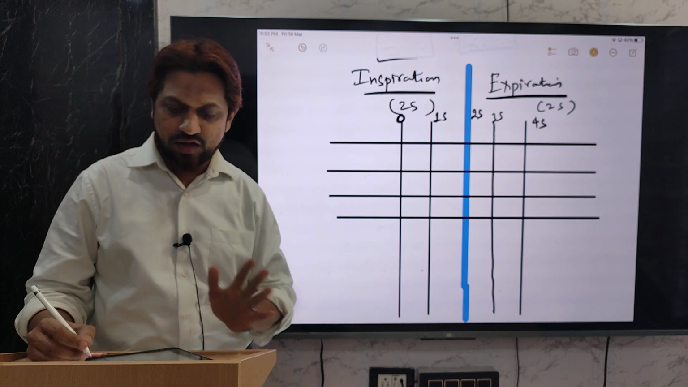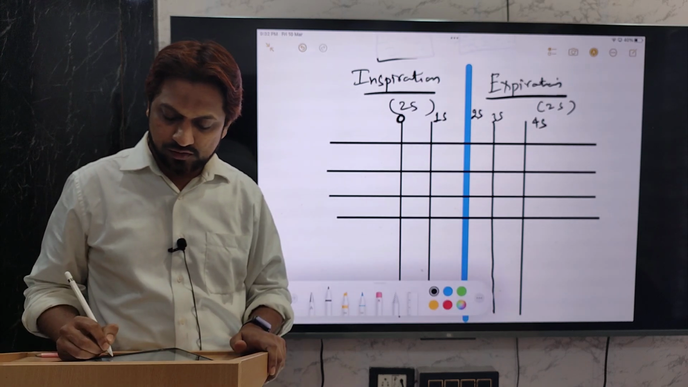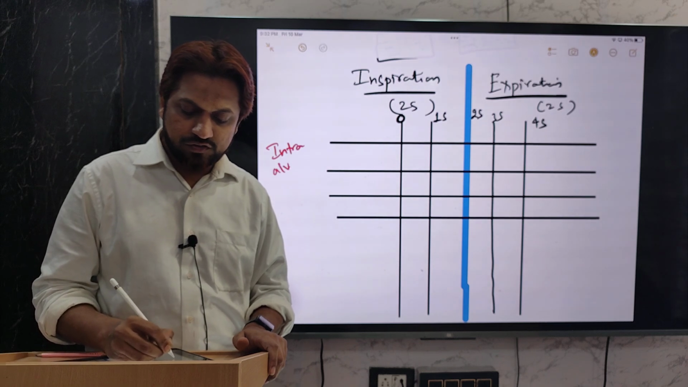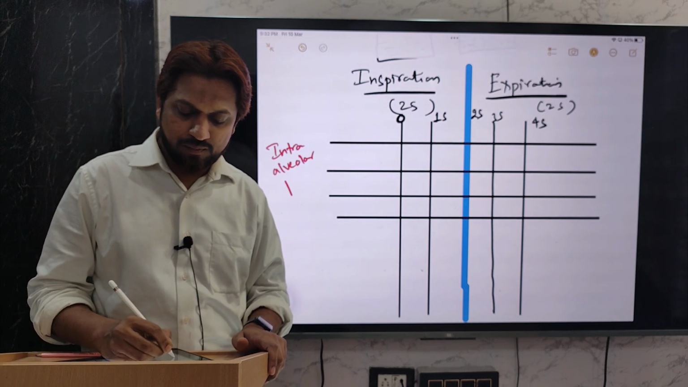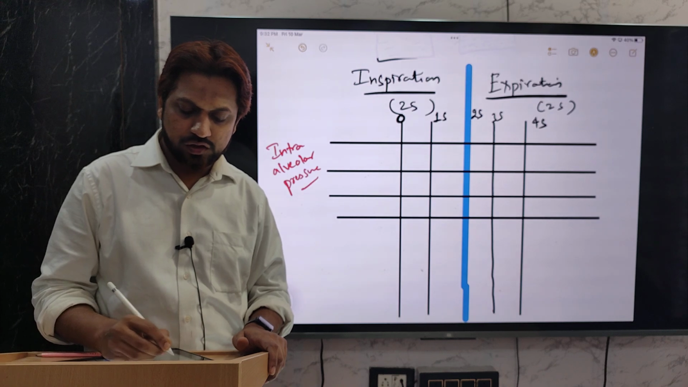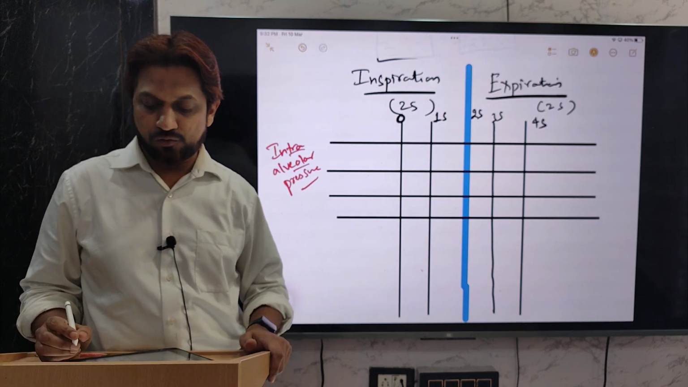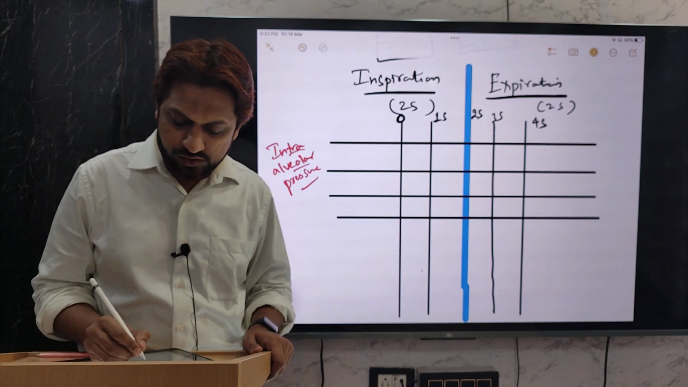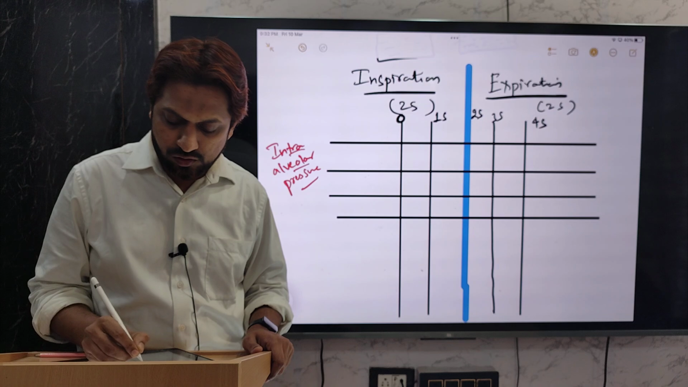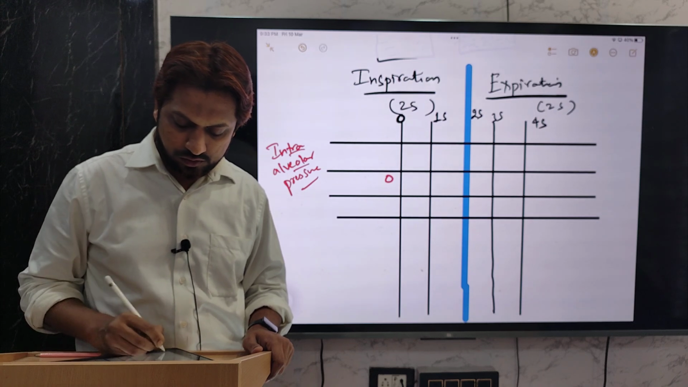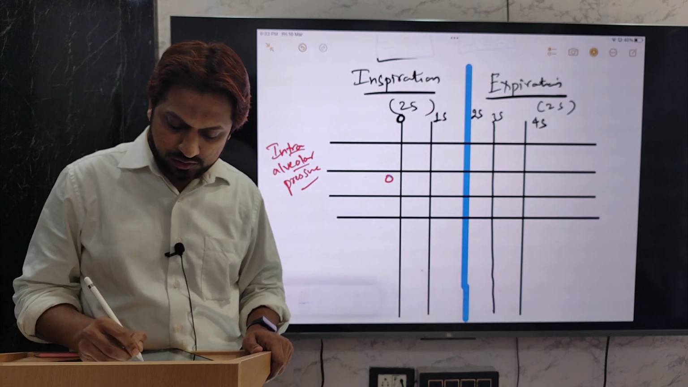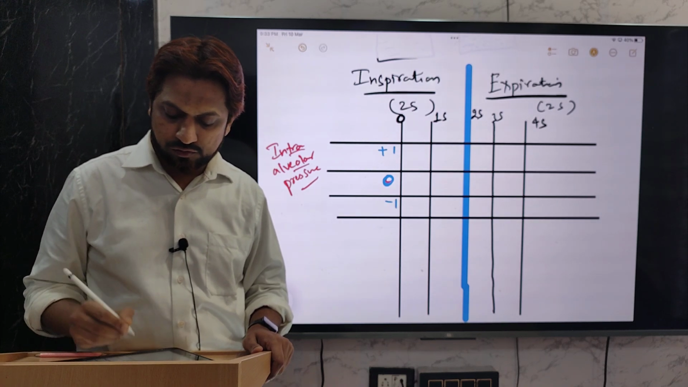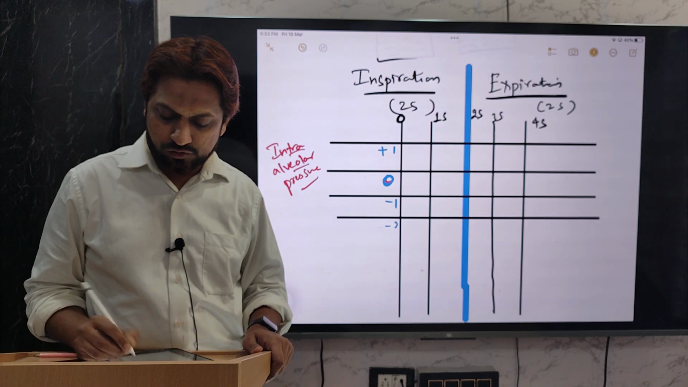On the y-axis, the first thing we are going to discuss is intraalveolar pressure, that is the intrapulmonary pressure. What happens to the intraalveolar pressure during the process of inspiration? Graphically we are going to draw here now. So suppose it is 0 millimeter of mercury here. I'll draw with some other ink. 0 millimeter of mercury, this is +1 millimeter, this is -1 millimeter, this is -2 millimeter.